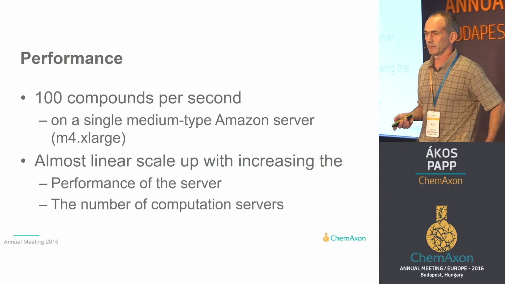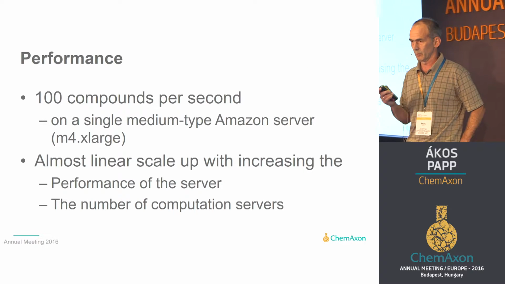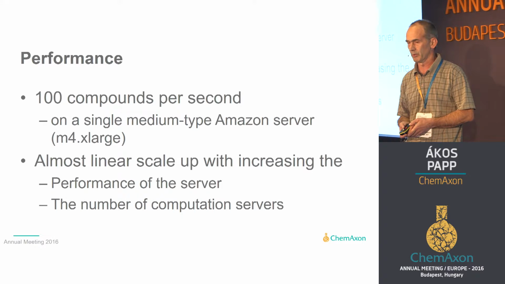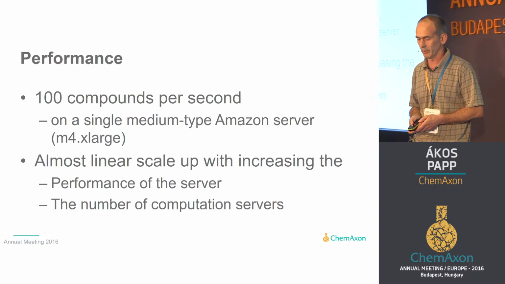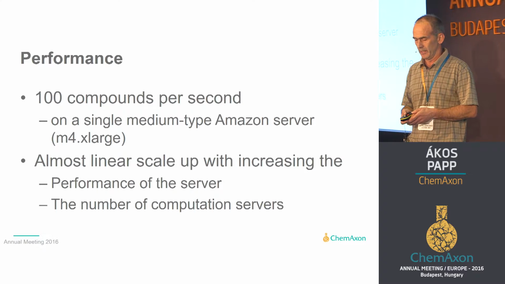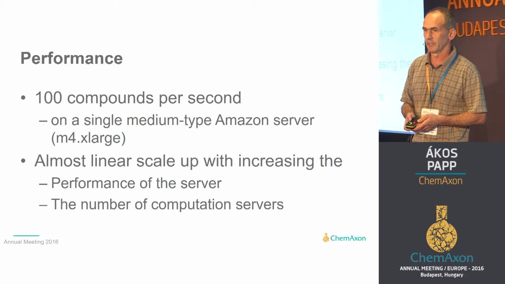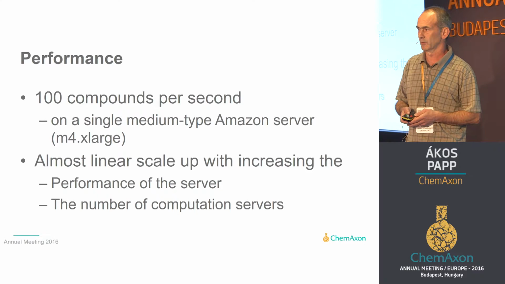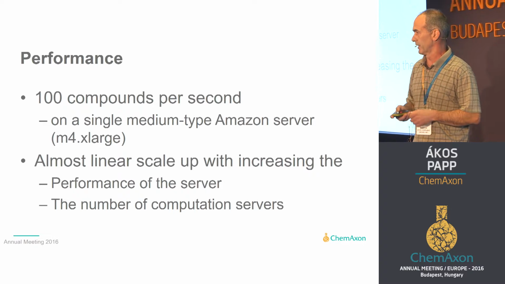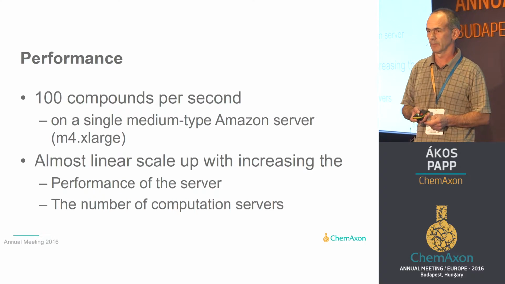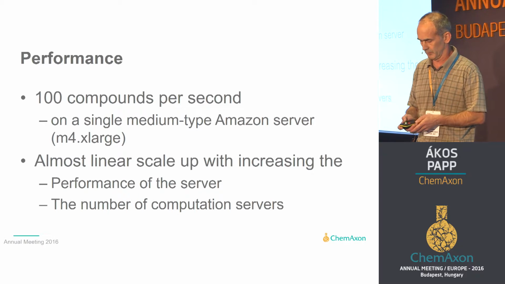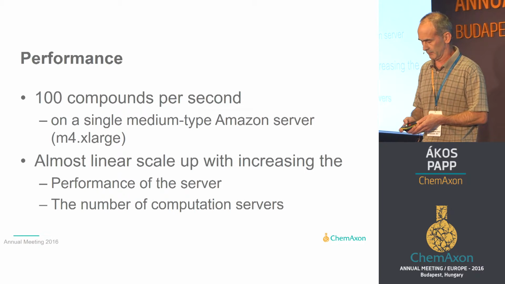The performance, just 2 data points here. We have, in general, on a medium type Amazon server, 100 compounds per second for checking against all the legislations. And the scale up is very good. It's linear with the performance of the computation server and also the number of servers behind. So it's a distributed, very well scaling system.